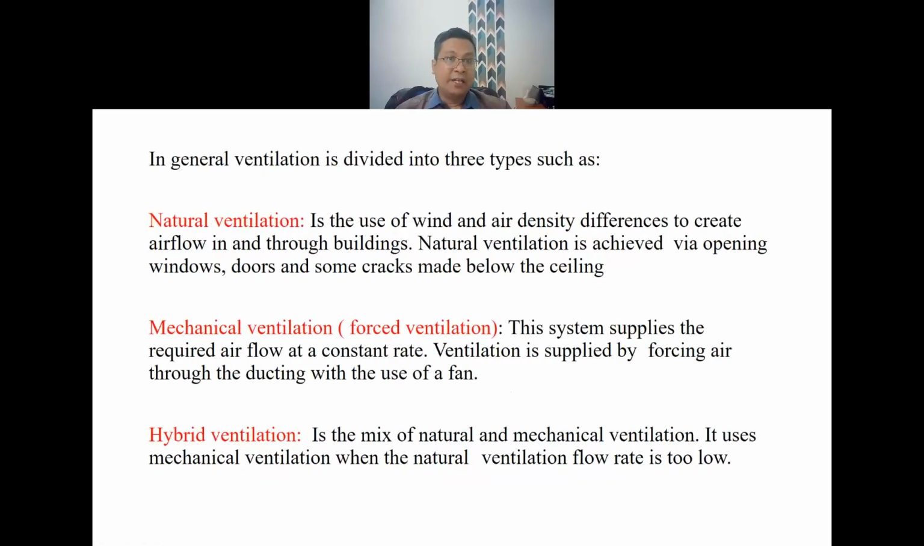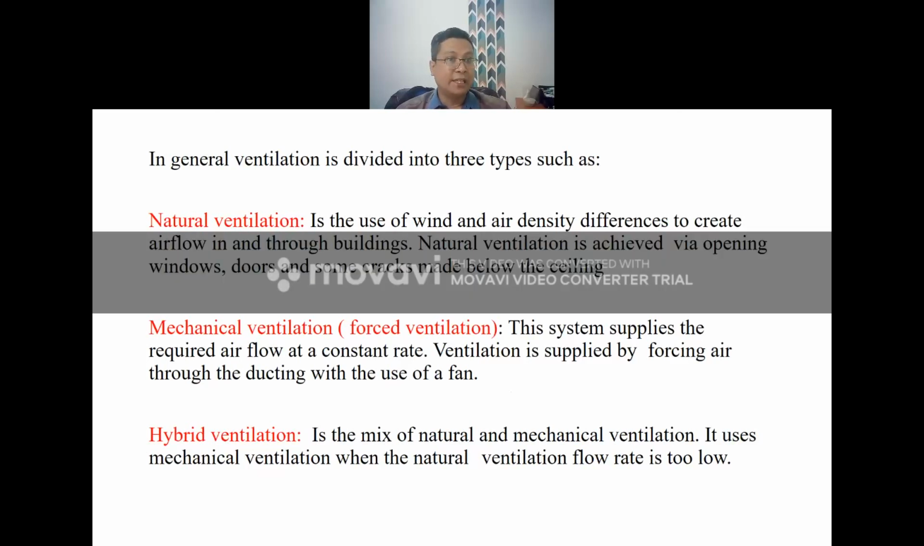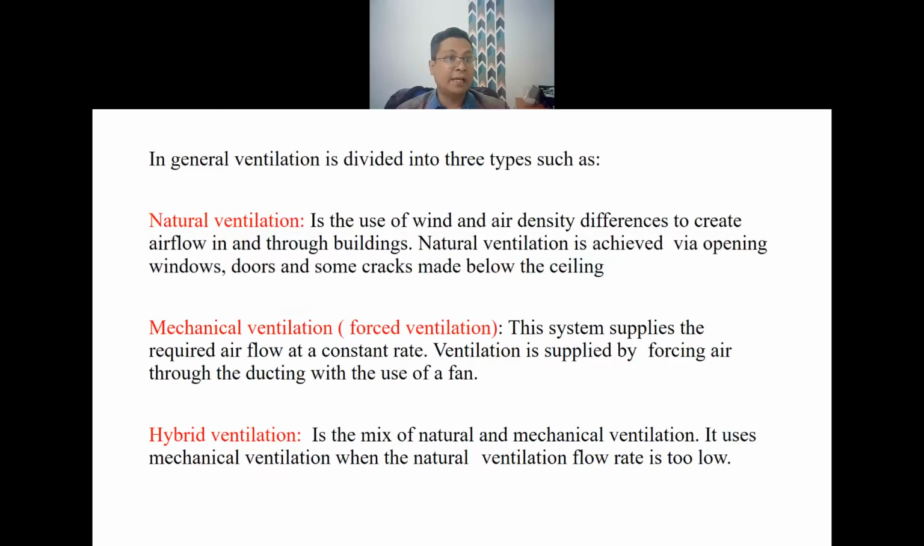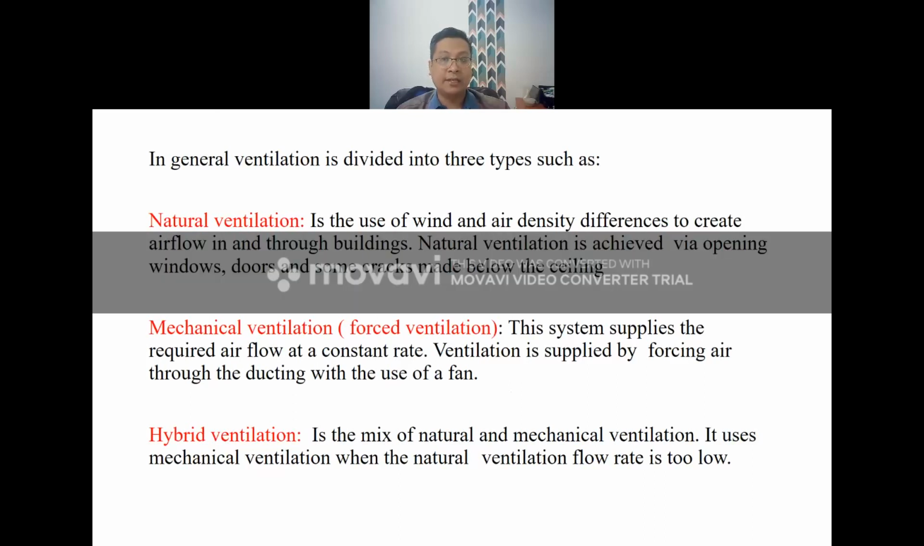So in general, ventilation is divided into three types: natural ventilation, mechanical ventilation, and hybrid ventilation. Okay, we will elaborate on the meaning of natural ventilation itself. It is the use of wind and air density differences to create airflow in and through buildings. Natural ventilation is achieved via opening windows, doors, and some cracks made below the ceiling.